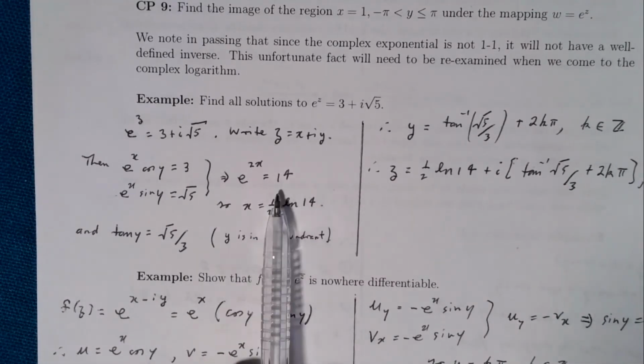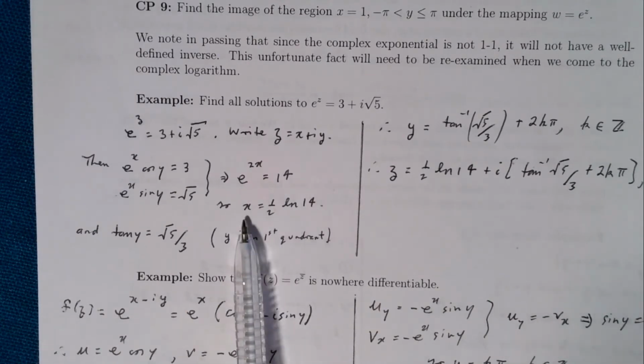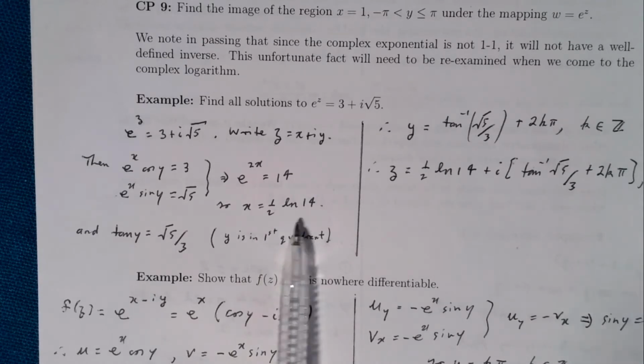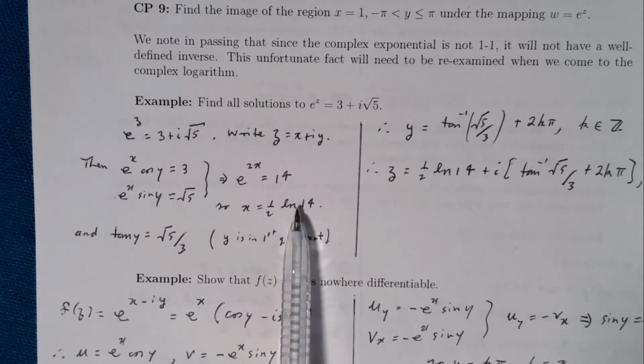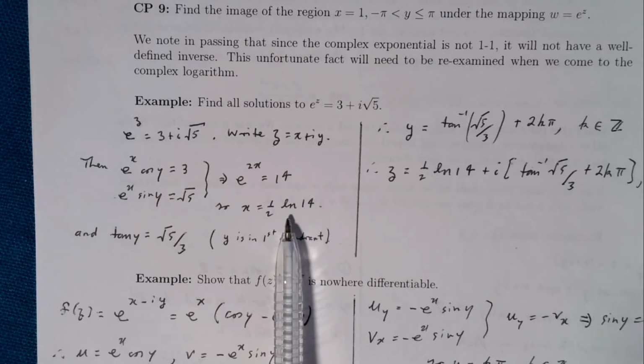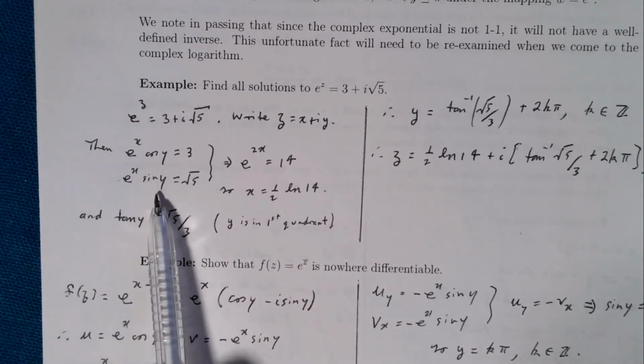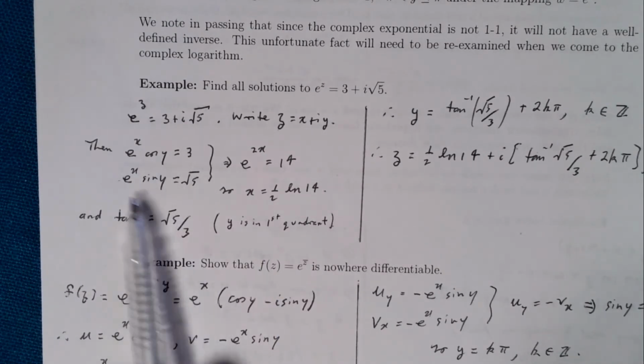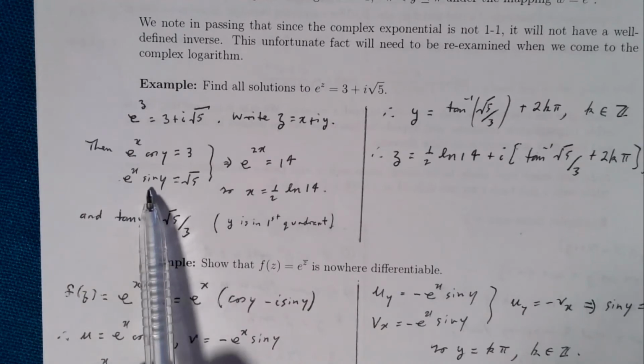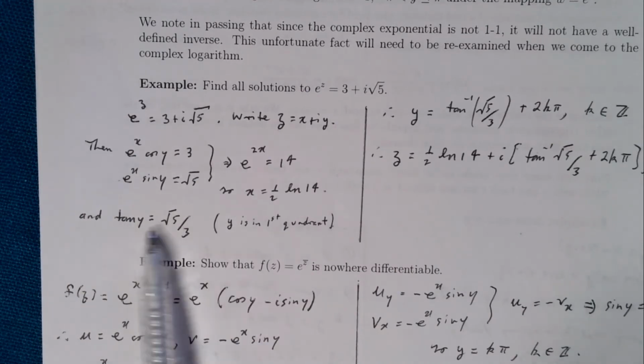We're in the real world at this point, so I can just take logarithms of both sides, and I get x is a half log 14. I'm going to use the ln notation for the real logarithm. Similarly, back here, if I divide the two equations, then the e to the x's cancel, and I just get tan y is root 5 on 3.